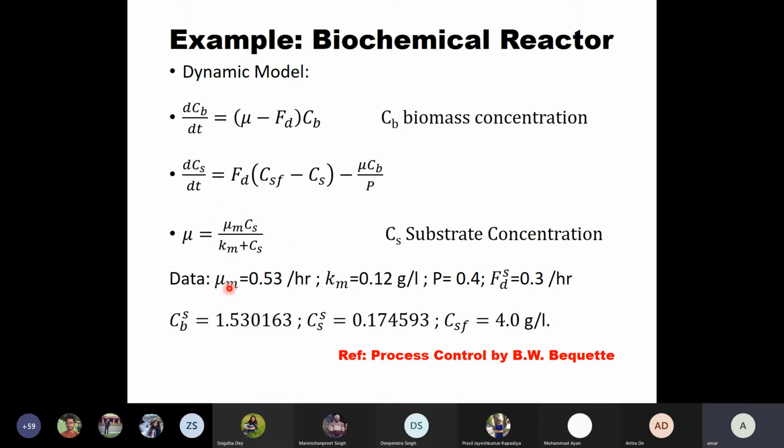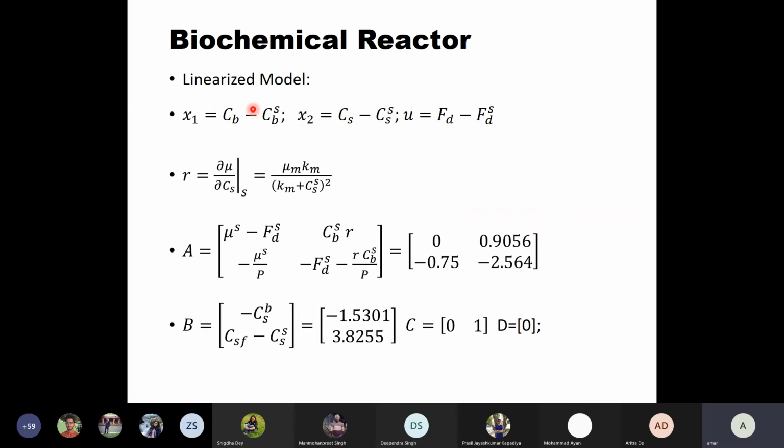The data are given. Mu max is 0.53, Km 0.12, yield 0.4, dilution rate at steady state is 0.3 per hour. CBS and CSS steady state values are given, and CSF, the feed concentration of the substrate, is 4 gram per liter. Based on this, we can linearize the reactor using x1, x2, and u, which are the deviation variables for CB, CS, and u. Also, we require del mu by del CS.